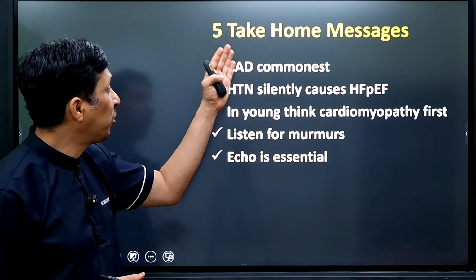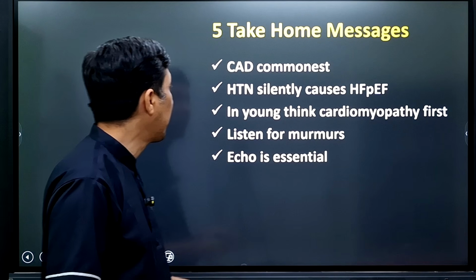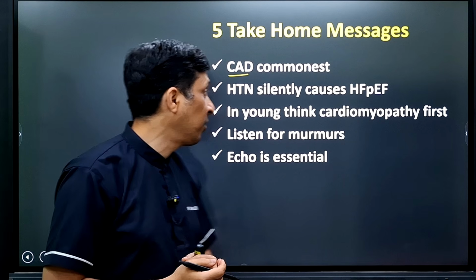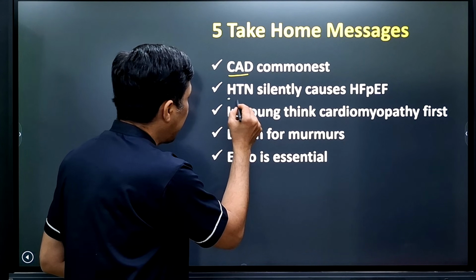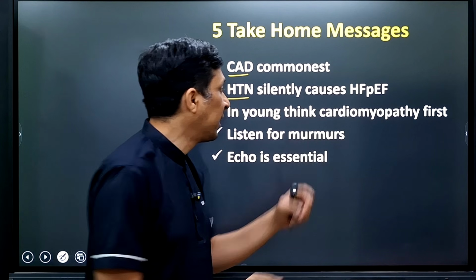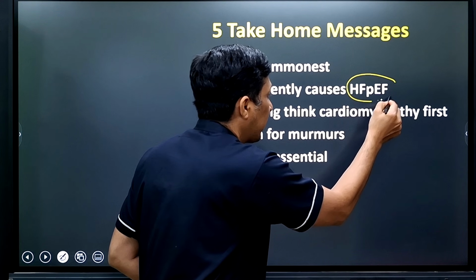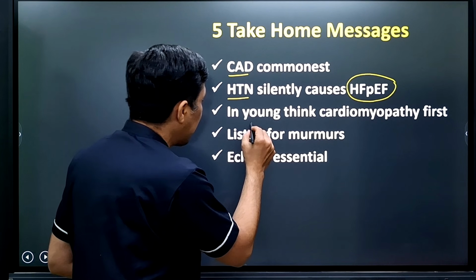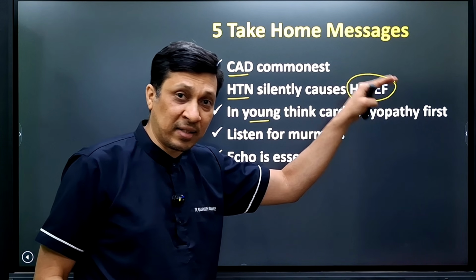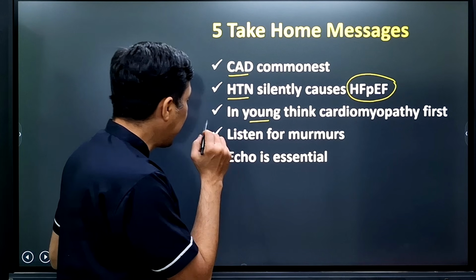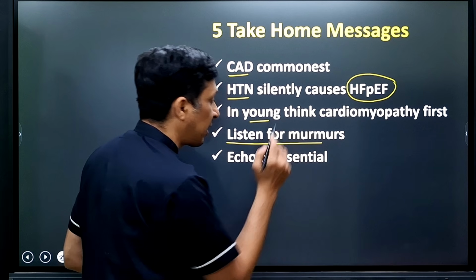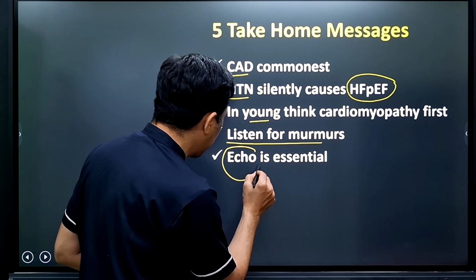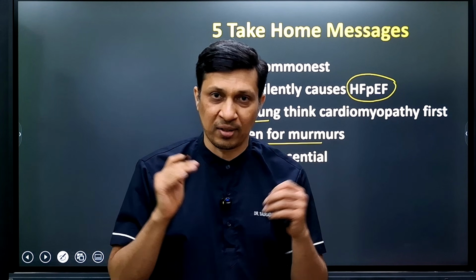So the important 5 take-home messages from today's video are that the coronary artery disease is the commonest cause of heart failure. Hypertension is a silent cause of heart failure and it leads to heart failure with preserved ejection fraction or diastolic dysfunction. If the patient is young, you will first think of cardiomyopathy as the cause of heart failure. And in any patient of heart failure, always try to listen for the murmurs. And echo is the most important investigation in the patient of heart failure.